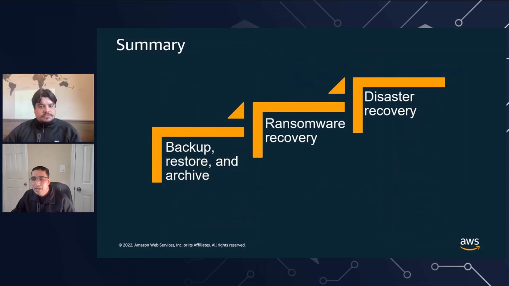So in summary, we've looked at different data protection mechanisms that small, medium businesses can use in AWS. We started off with the backup, restore, and archive mechanism. We dove deep into the ransomware recovery strategies using AWS. And finally, at an application level, we looked at different strategies to do disaster recovery.